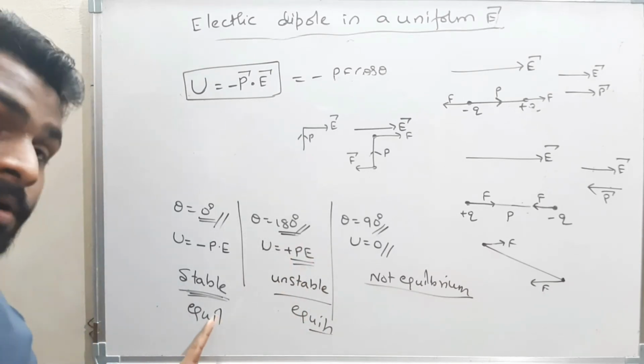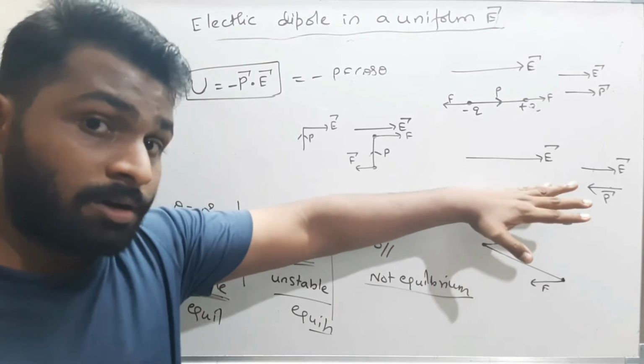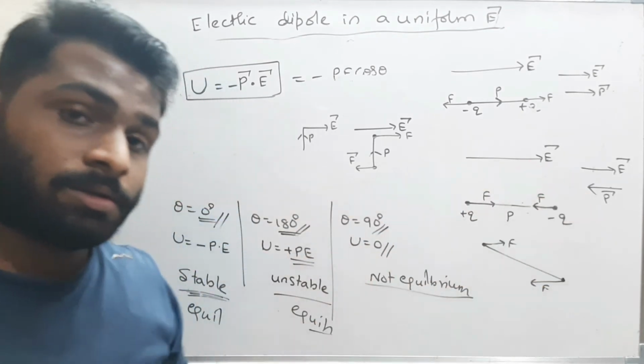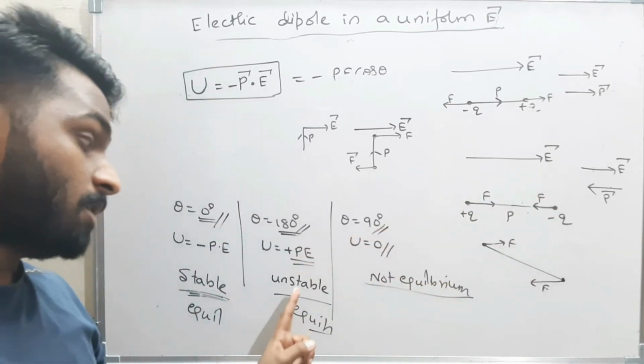This is in equilibrium condition, stable equilibrium condition. That means if I left it without any disturbance, it will be staying like that only. But if I disturb, then this will completely rotate. Therefore, it is unstable equilibrium.